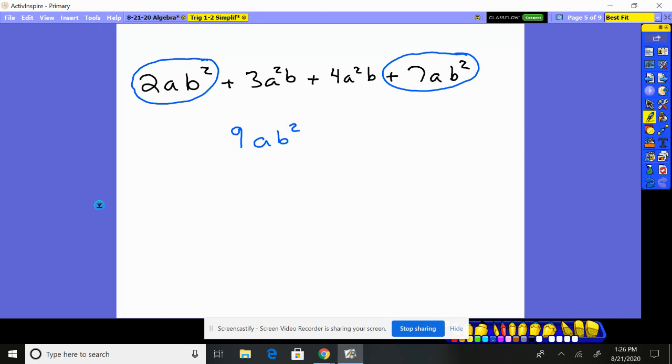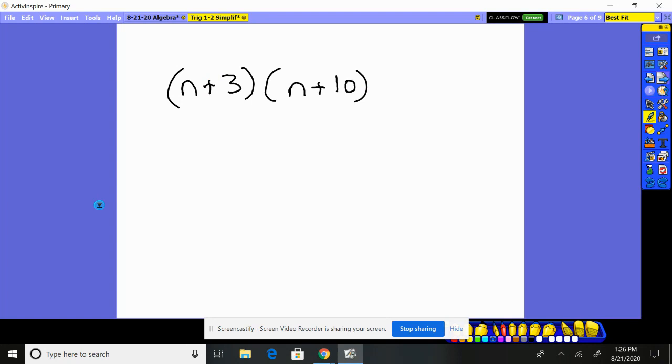Well, what do we have here? Are these the same? You have a squared b, a squared b's. Yes, they're the same, so we can put them together. 3 of something plus 4 gives us a grand total of 7 of that item. So that's how we put those together, and that's simplified. That's as simple as it gets.